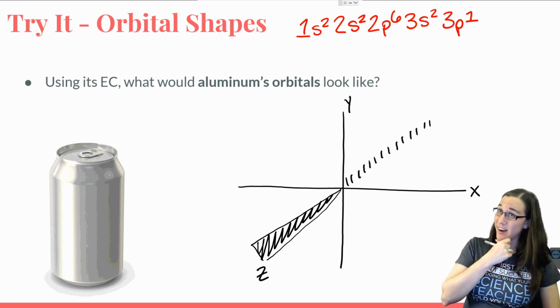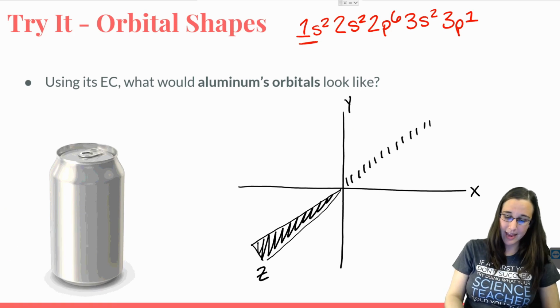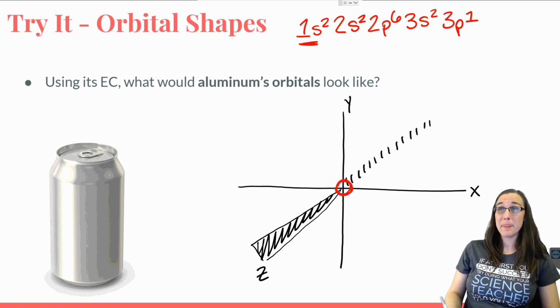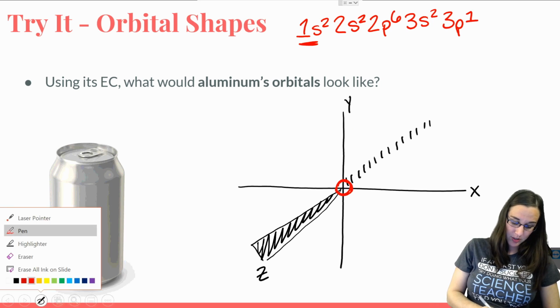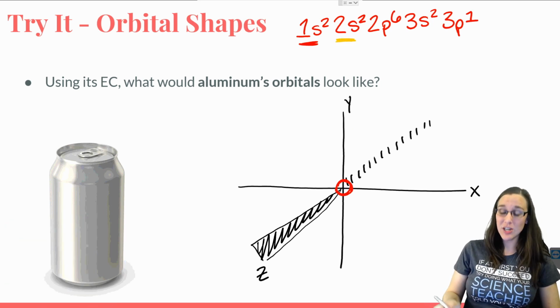What we need to draw now is 1s. S is a sphere, and it's a small sphere. So I'm going to draw that in the middle like that. Now we need to move on to 2s. 2s is slightly bigger, but still a sphere. So we need to make a bigger sphere, like that.